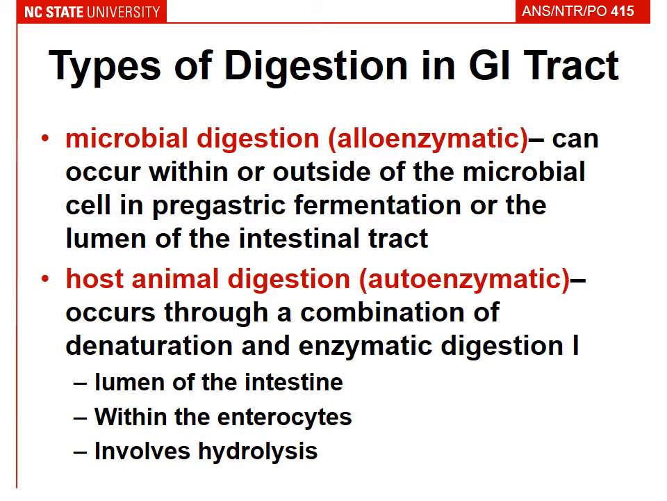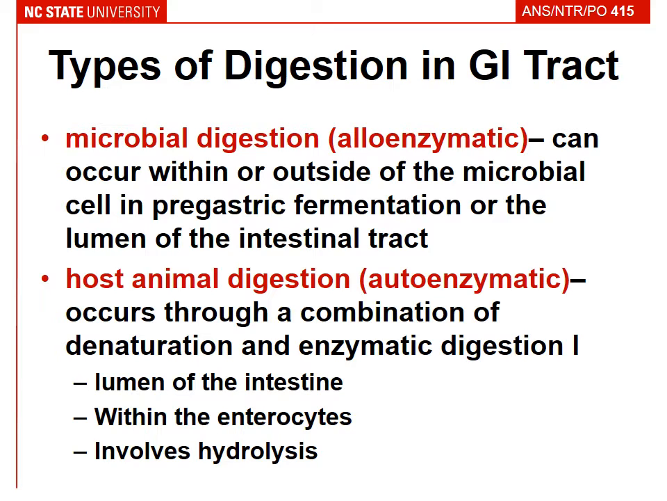First, there are two different types of digestion that occur within the gastrointestinal tract. The first type is microbial digestion, also referred to as alloenzymatic digestion. Basically this occurs within or outside the microbial cell in pregastric fermentation, or in the lumen of the GI tract, or in the large intestine.